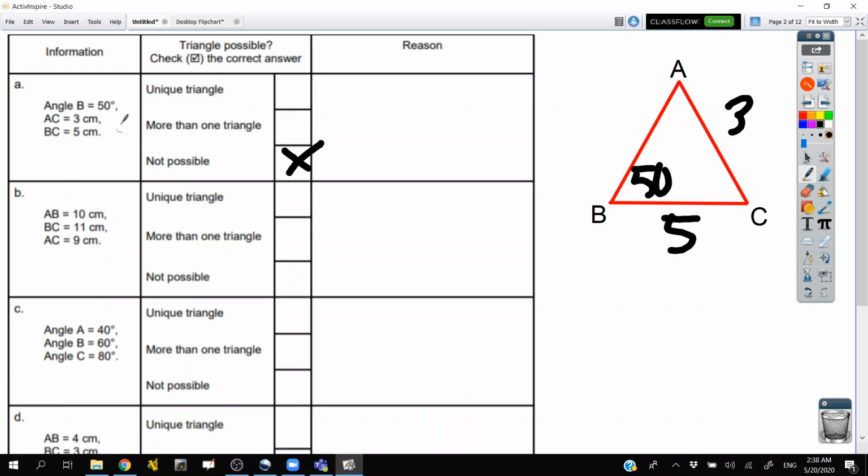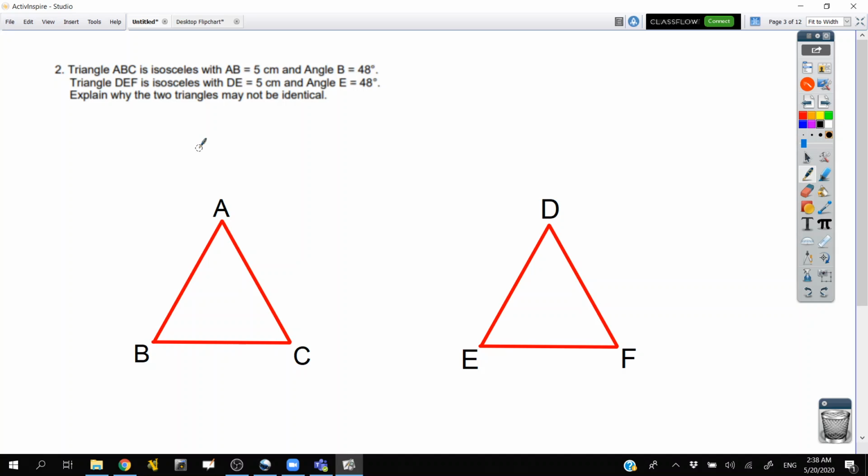For now, you just have to kind of draw the triangle and see what happens. Good. The last one is about this. We have these triangles, ABC, which is isosceles, with AB being 5, angle B being 48 degrees. Same thing with DEF. We know DE is 5, angle E is 48 degrees. And then we want to show they may not be identical.